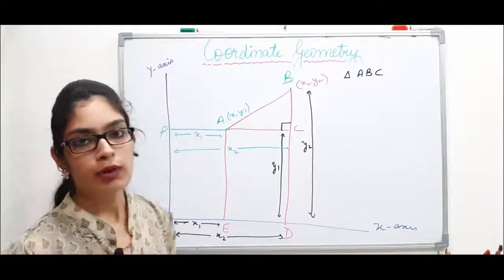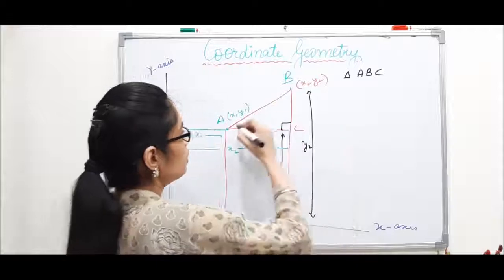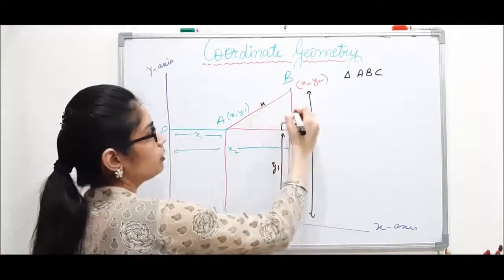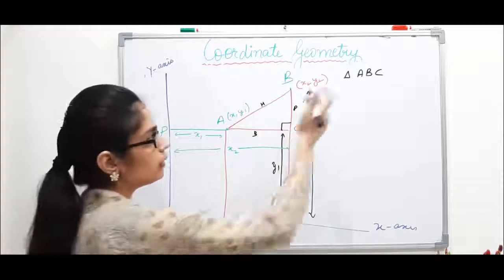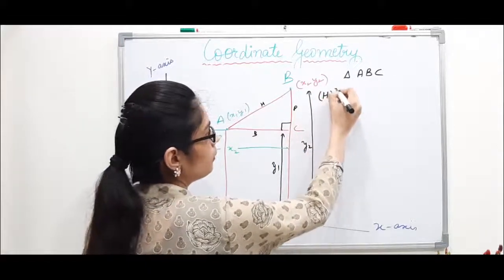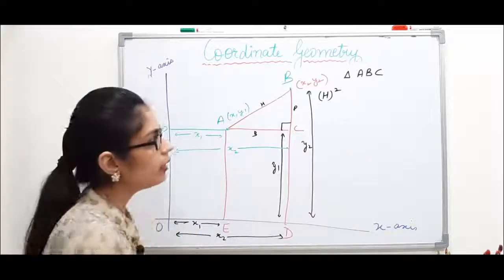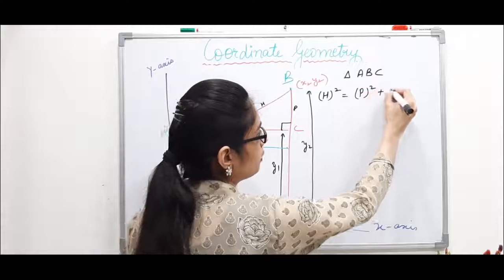So basically what we will do, we will apply Pythagoras theorem here also. This is the hypotenuse, this is the perpendicular, and this is the base of the triangle. So let's apply it. According to Pythagoras theorem, hypotenuse square equals perpendicular square plus base square.